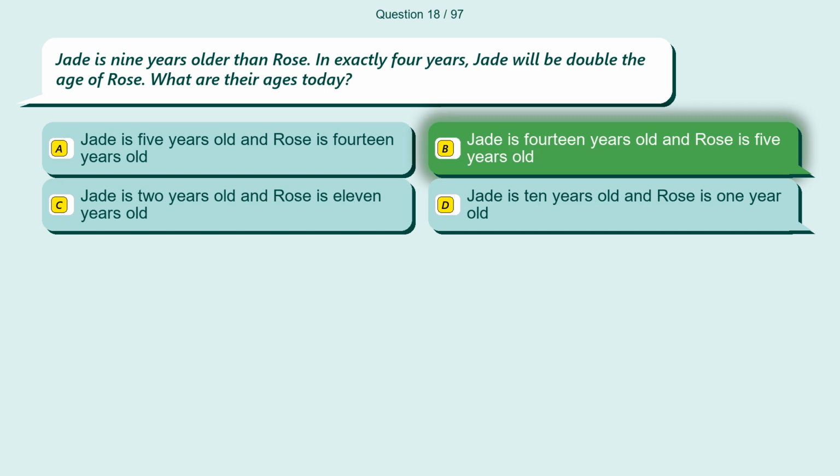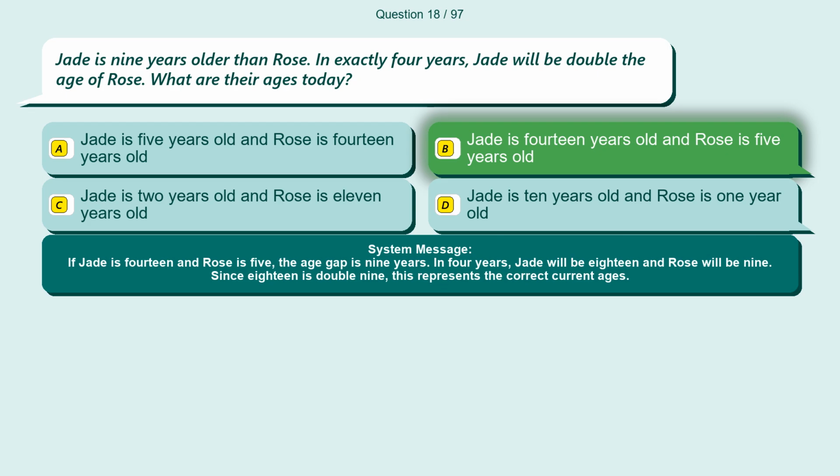The correct answer is option B. Jade is 14 years old and Rose is 5 years old. If Jade is 14 and Rose is 5, the age gap is 9 years. In 4 years, Jade will be 18 and Rose will be 9. Since 18 is double 9, this represents the correct current ages.